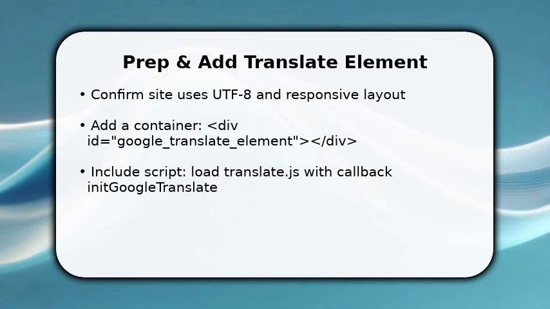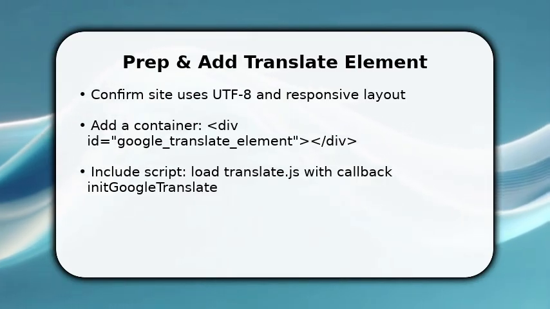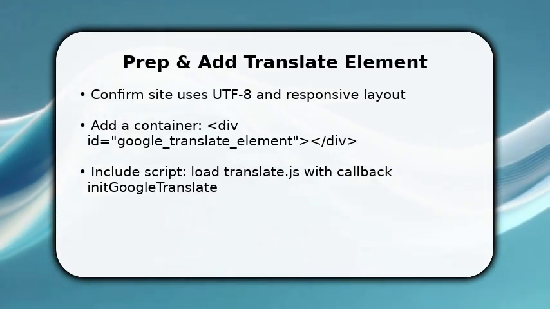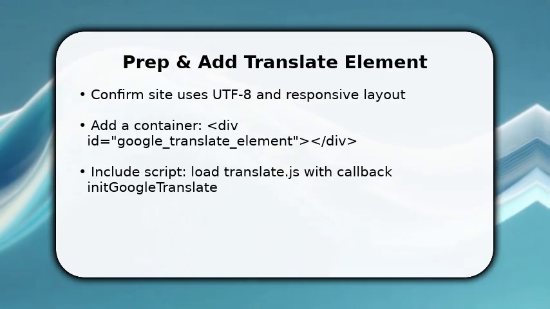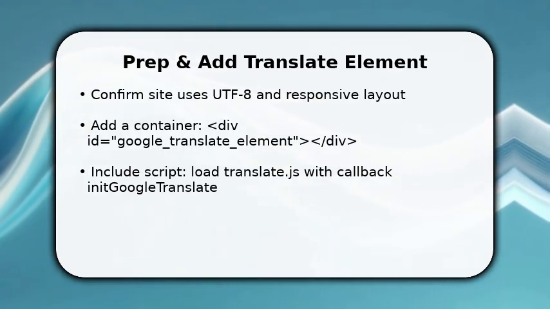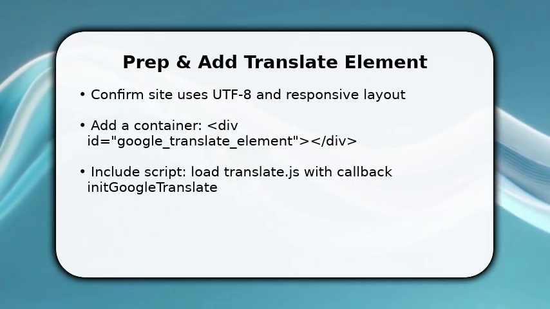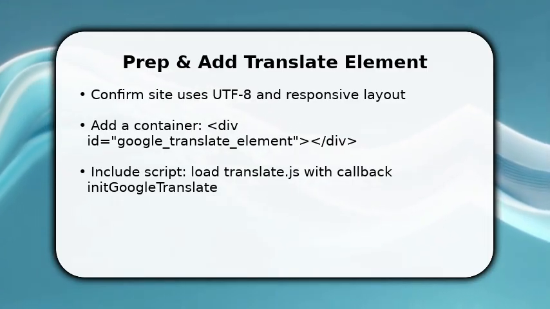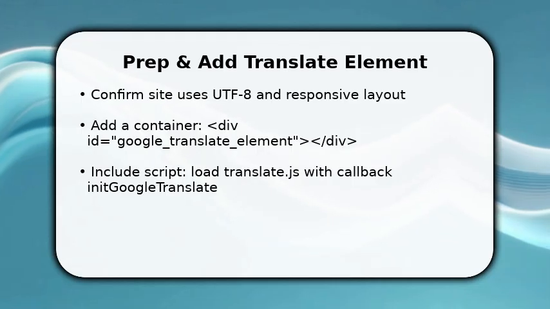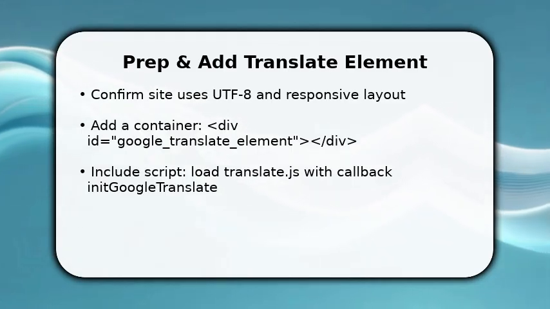You'll start by preparing your page and dropping in the Translate container. Make sure your page uses UTF-8 so characters render correctly. Next, add a div with ID google_translate_element where the widget will appear. Then include the Google Translate script tag and point it to an init function.